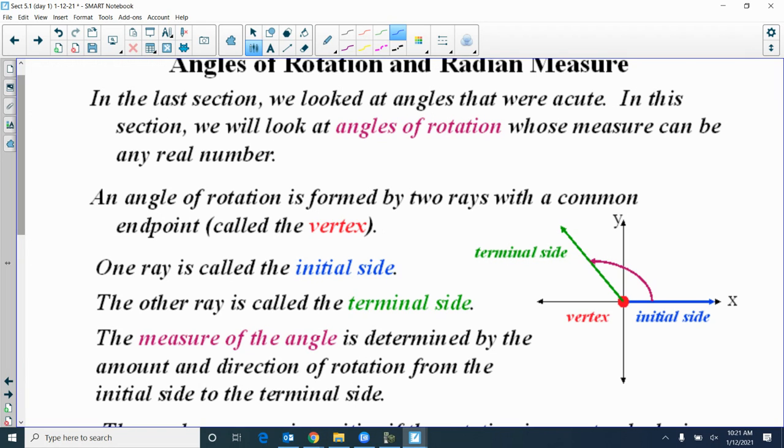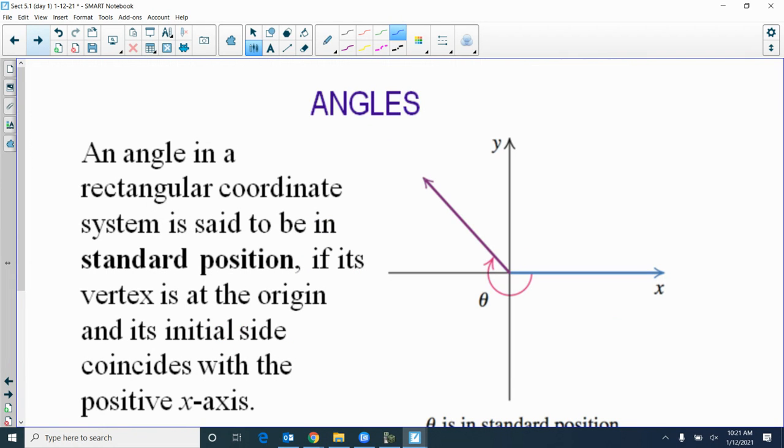Initial side, terminal side, measure the angle. Now this is on there. This is kind of where that first picture is. That first blank should be standard position. An angle in a rectangular coordinate system is said to be in standard position if its vertex is at the origin and its initial side corresponds with the positive x-axis.